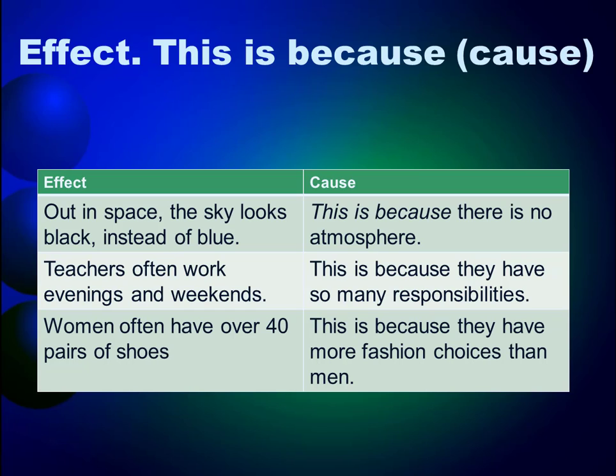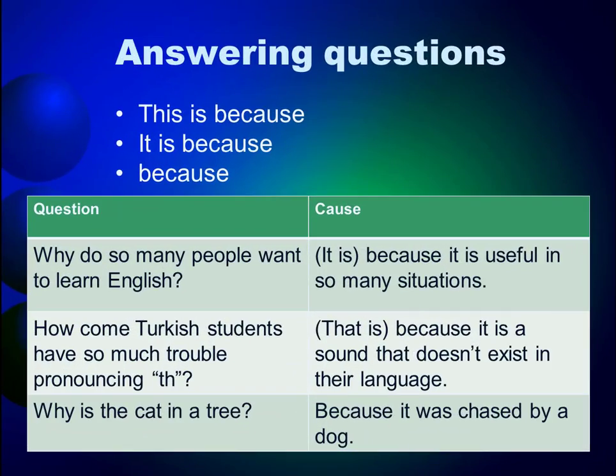People sometimes say, we can't go on the picnic, this is because of rain. It's not really technically correct. You want to have a full clause there. Teachers often work evenings and weekends. This is because they have, subject verb, they have so many responsibilities. Okay? So this is because, and that generally starts a new sentence. Okay? So two sentences there.